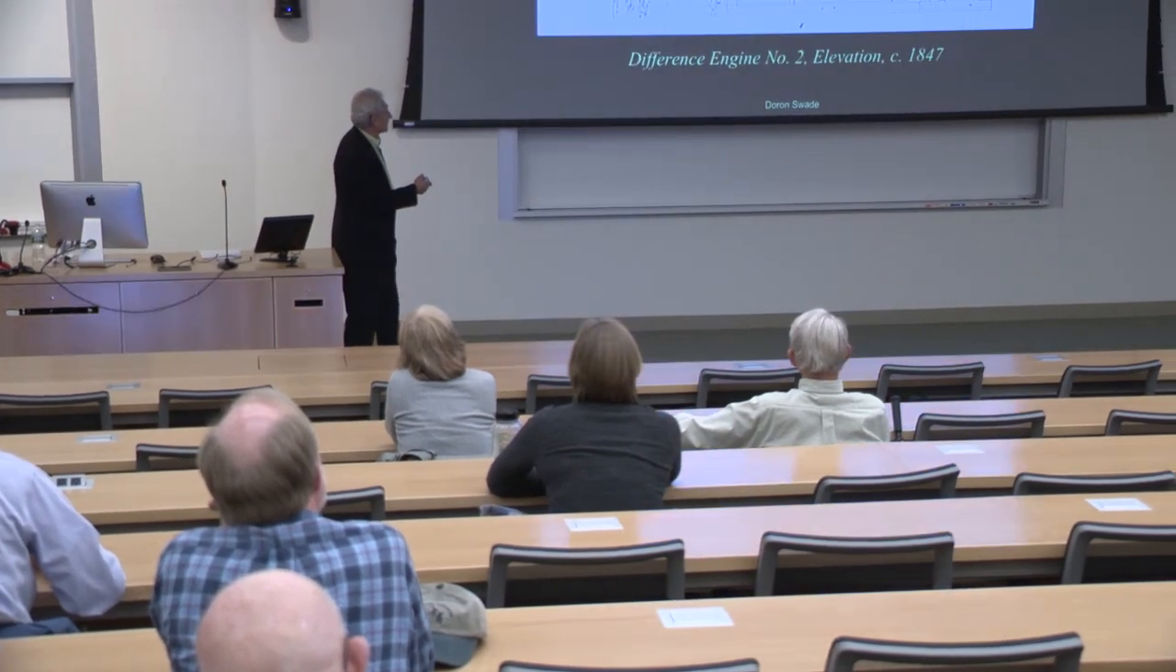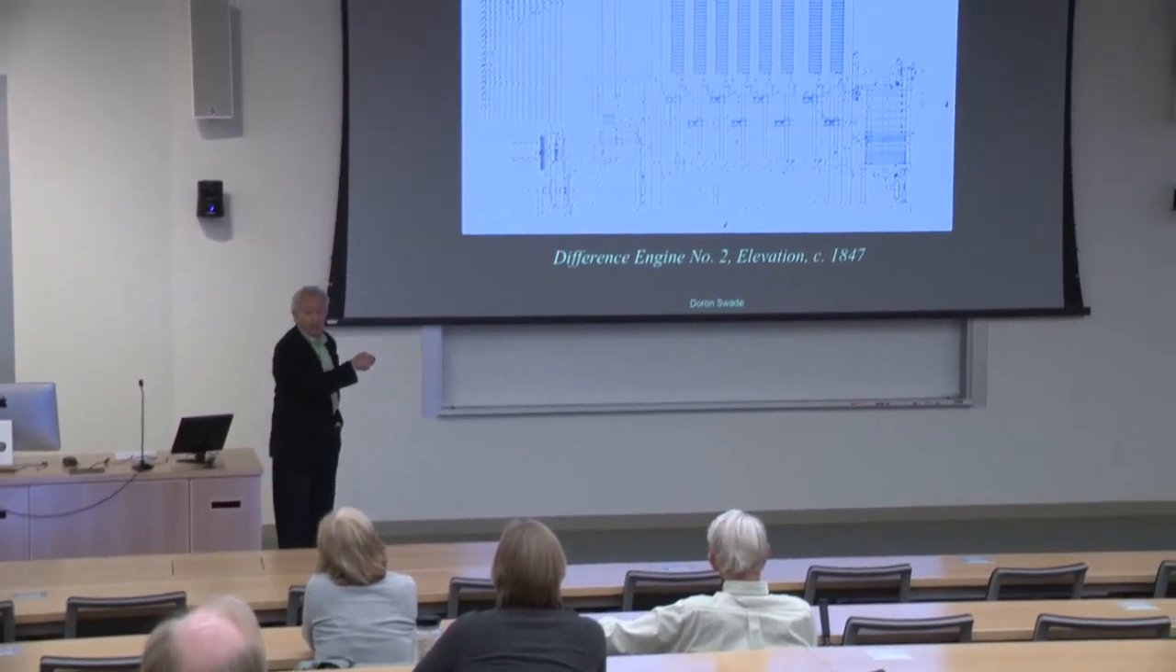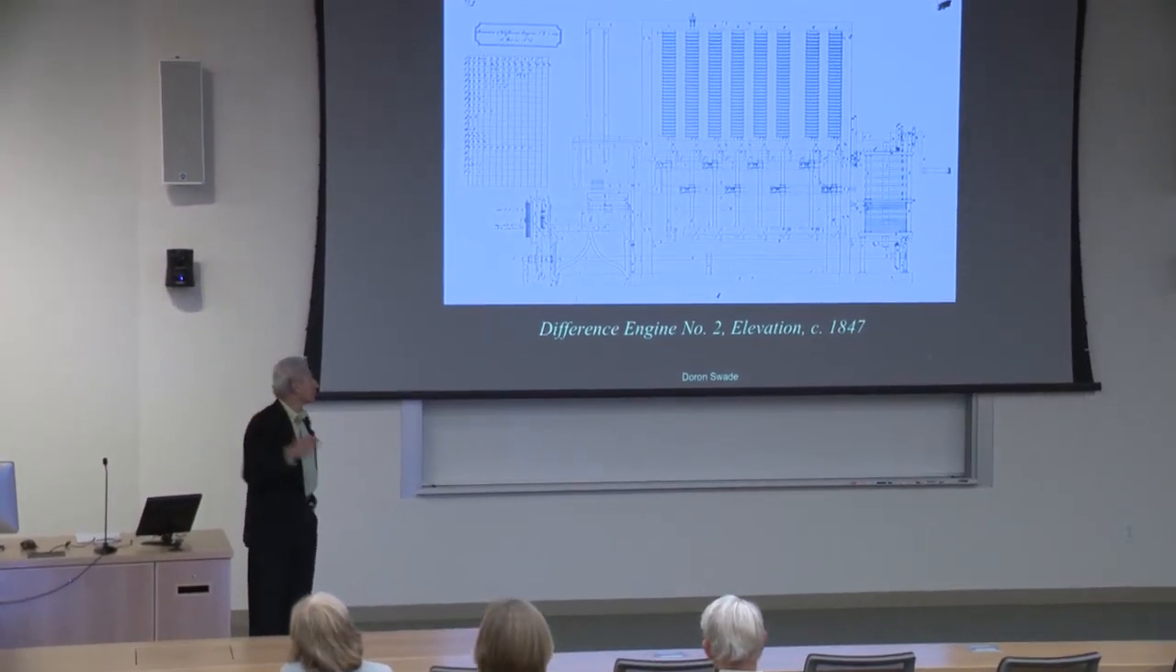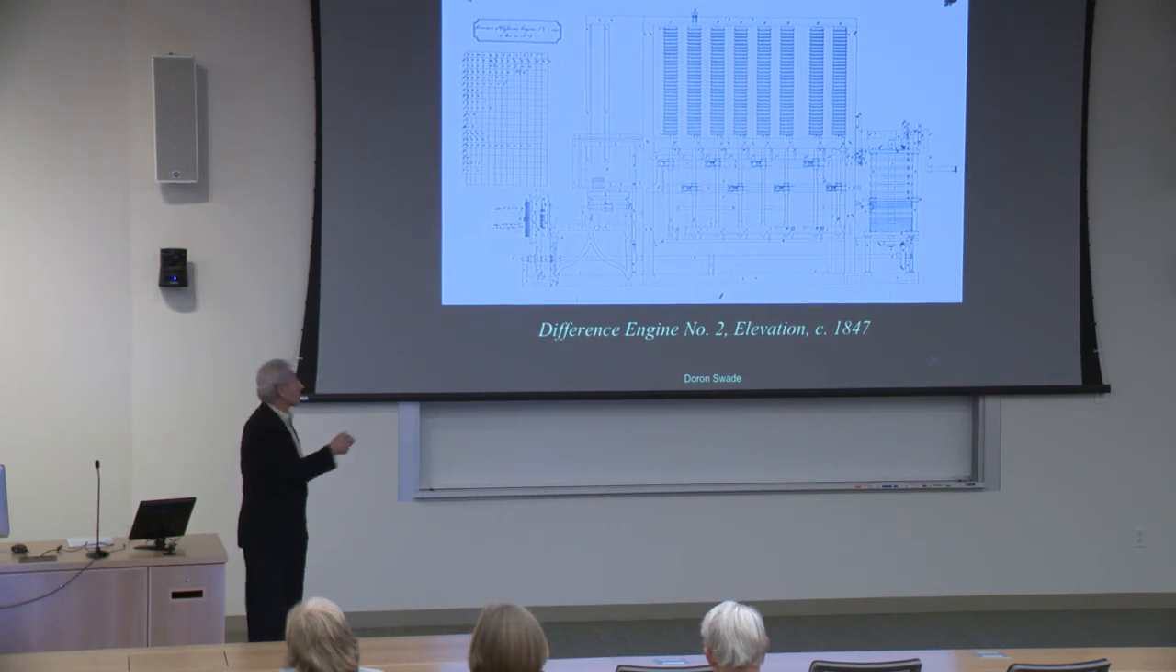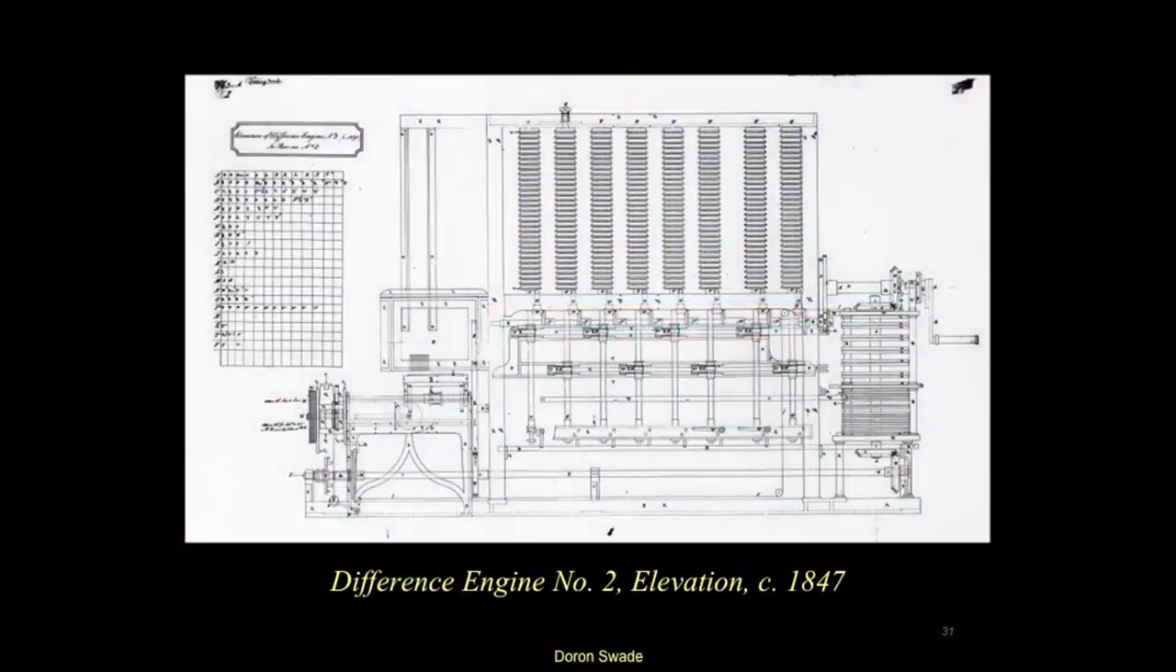I'm tracking back to that elevation. When engineers first looked at this drawing, they were appalled. They said you couldn't possibly turn the handle because of the cumulative friction, because the understanding was that each of these columns would drive the column alongside. Here's an example of it. Sorry, this is a digression.